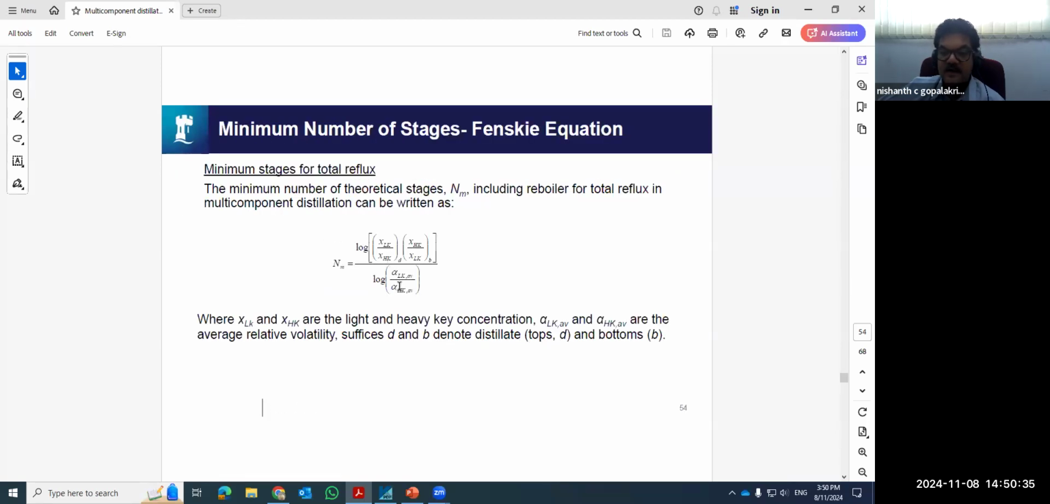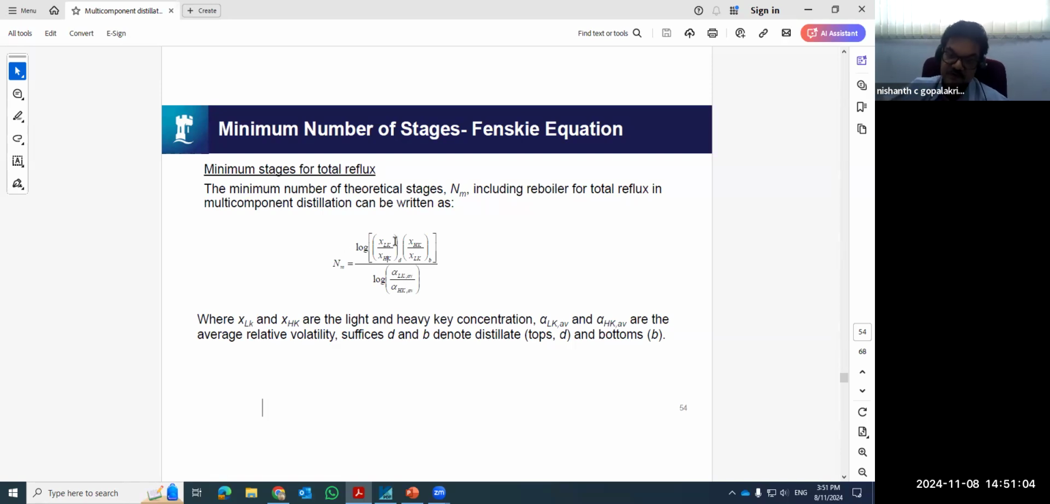Now, if you remember from the last class, the relative volatility means the ratio of K values, but K values change with temperature. So we can have one K value at the top, one K value on the first stage, another K value on the second stage. So similarly, different stages have different K values. And we cannot really predict the temperatures on individual stages.